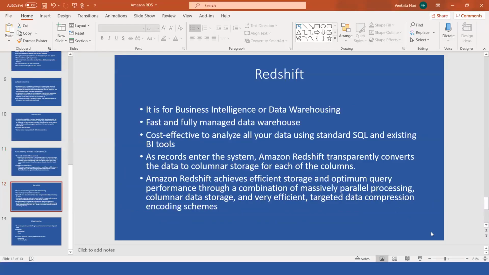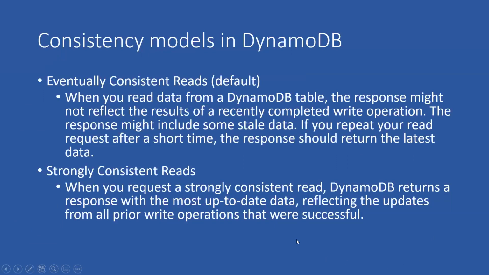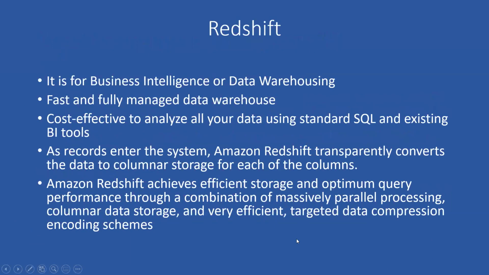So the next one is Redshift. We talked about RDS, and we talked about non-relational databases, and this is Amazon's answer to data warehousing solutions. Redshift is Amazon's data warehousing solution. It is for business intelligence or data warehousing. Fast and fully managed data warehouse.